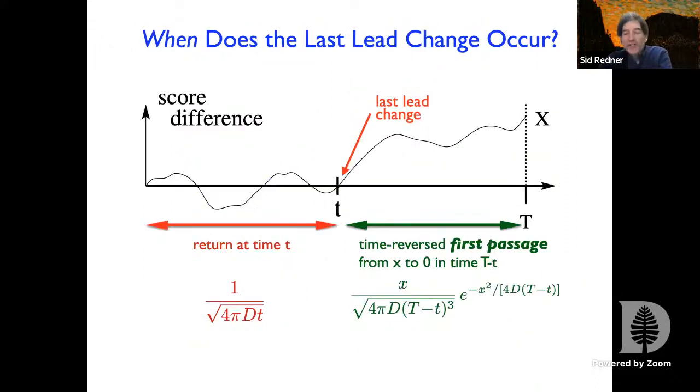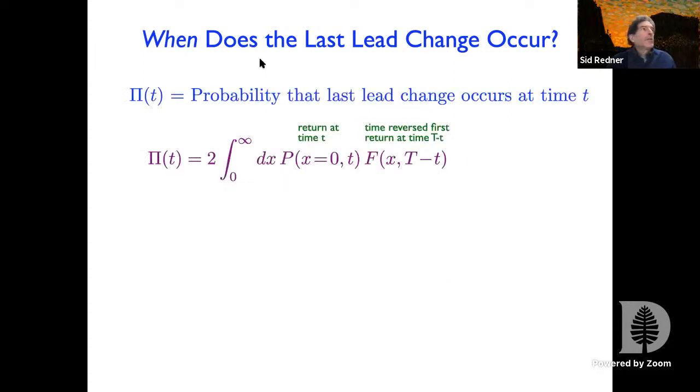Okay, enough digression. So now we have the first passage probability. And what we need to do to calculate the probability distribution of time t is the following: we want to do a convolution. We want to convolve the return at time t, which we already found, and the time reversed first passage time. And we want to integrate over all possible positions of the unknown final position x. And then there's a factor 2 because team A could have won or team B could have won.